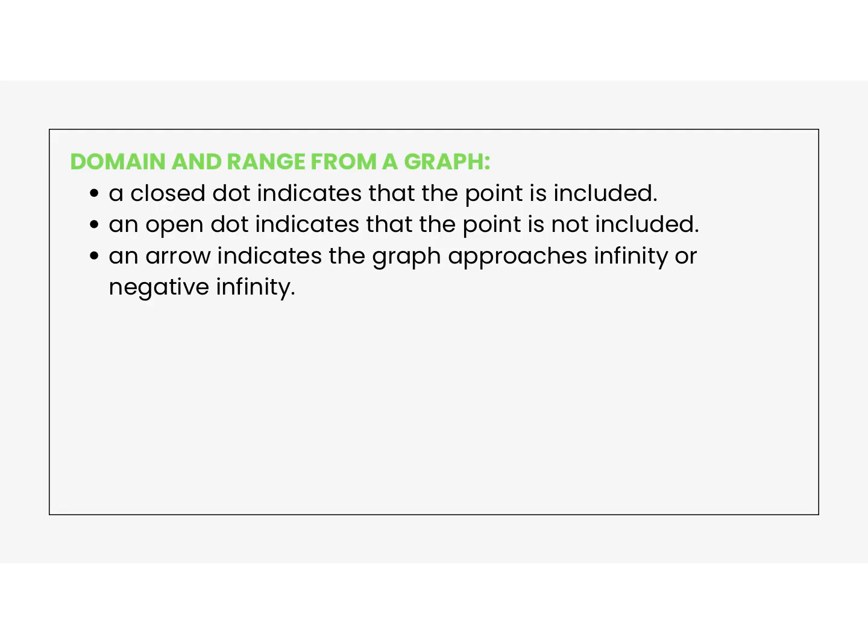Okay, so just like on the interval notations, if we use a closed dot, that means the point is included. If we use an open dot, it means it is not included. And then the arrow indicates that the graph is approaching infinity or negative infinity. Again, that symbol, infinity, negative infinity.